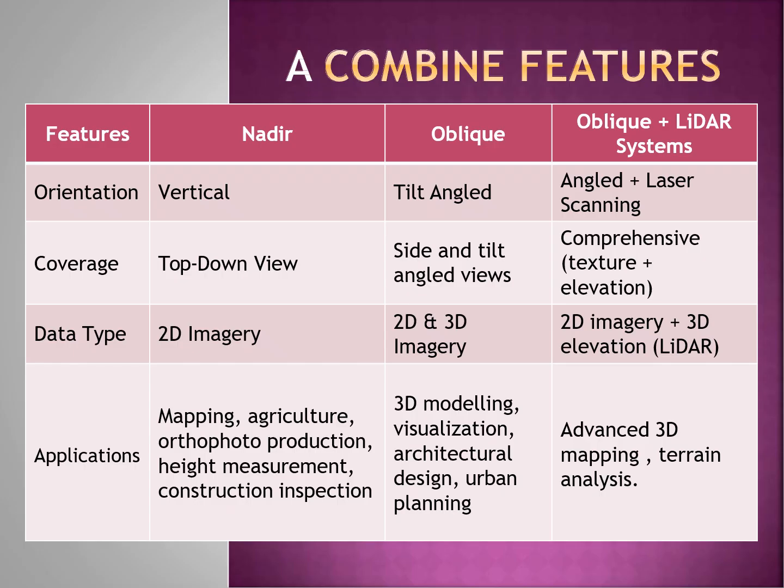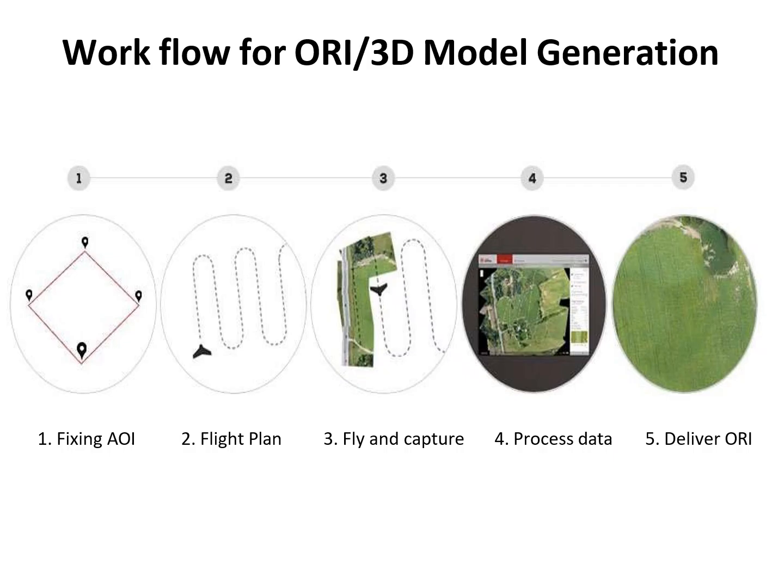Let's compare our three methods. Nadir gives a straight-down view, great for flat maps like farms or roads. Oblique shows angles, perfect for 3D models of buildings or cities. Oblique plus LiDAR combines both, giving you detailed pictures and laser-accurate heights for things like rugged terrain. Each one's like a different camera lens for different jobs. This slide shows the steps to create maps and 3D models.